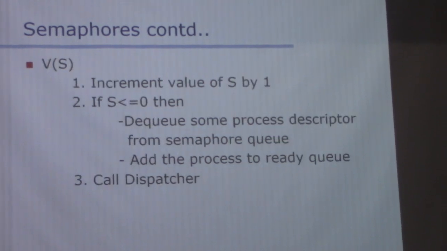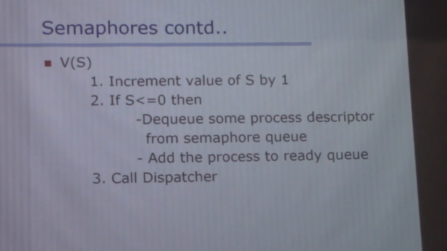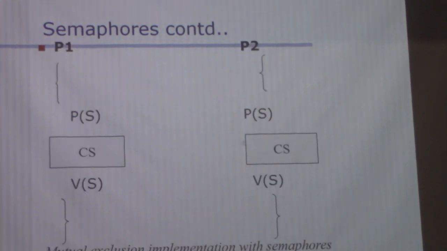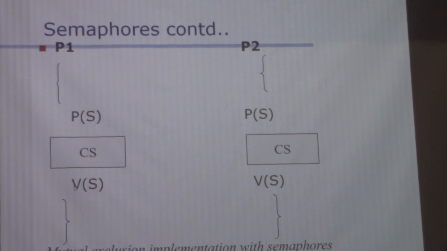This is V, decremented by 1. If S is equal to or less than 0, then the process is put to sleep on the semaphore Q. Okay, this is the way we see P and V as lock and unlock. So when we're writing programs using semaphores, every time that we need to lock a critical section, we apply P. Every time that we unlock, we apply V.